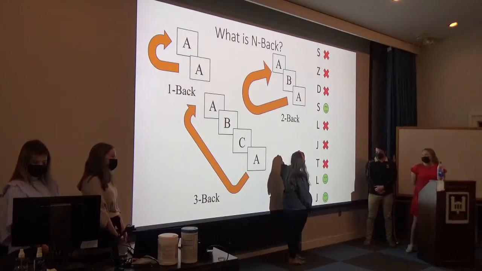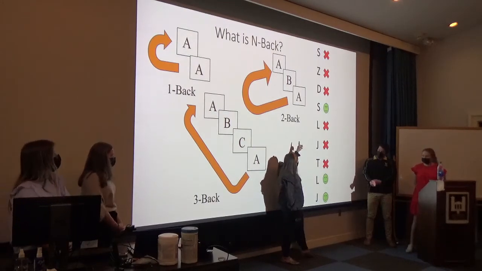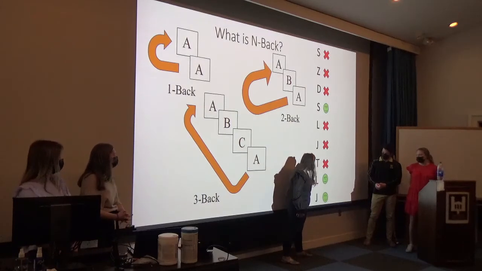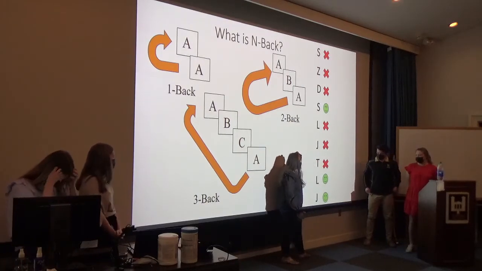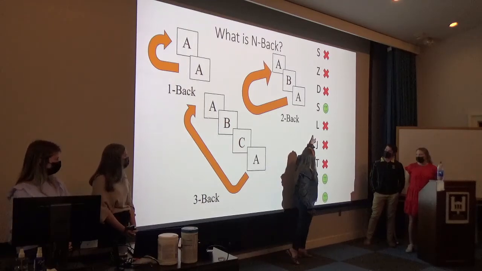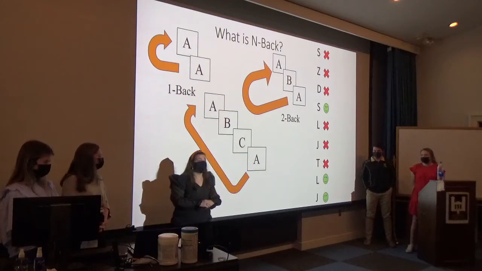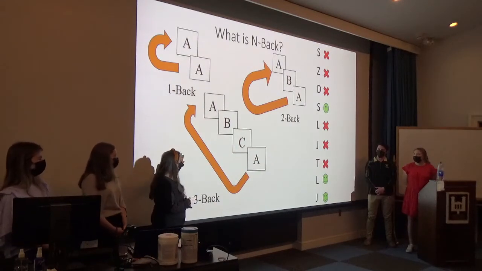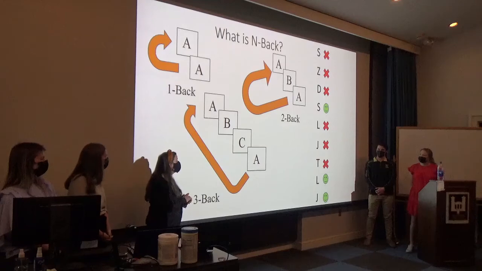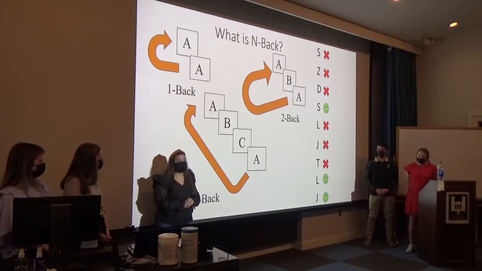So for this task, these are the letters that you just saw. So we said yes to the S, to this T, to this L, and to this J. So for example, you said yes to this L because it matches the L that was presented 3 back. So all of our participants completed 1 back, 2 backs, and 3 backs. Obviously 3 back being the hardest because you're constantly having to update the information that you're remembering as you go.